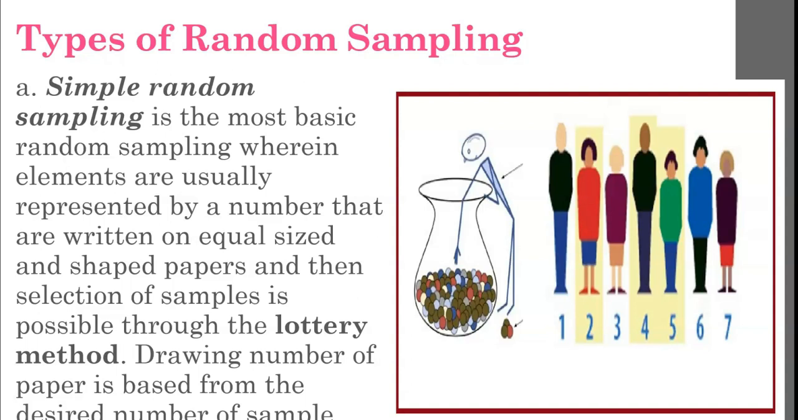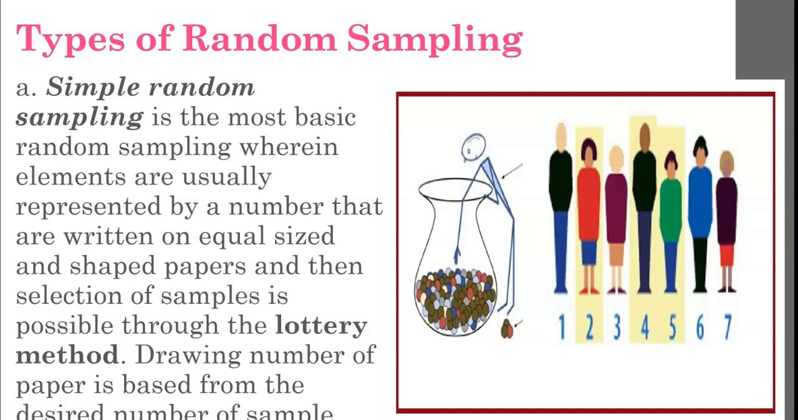The first one is simple random sampling. It is the most basic random sampling wherein elements are usually represented by a number that are written on equal sized and shaped papers, and then selection of samples is possible through the lottery method. Drawing a number of paper is based from the desired number of sample.